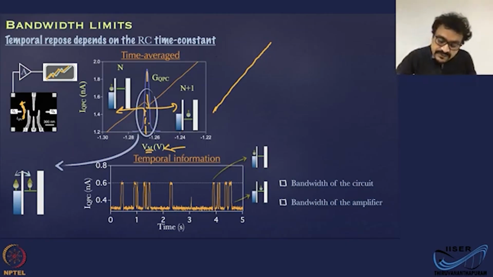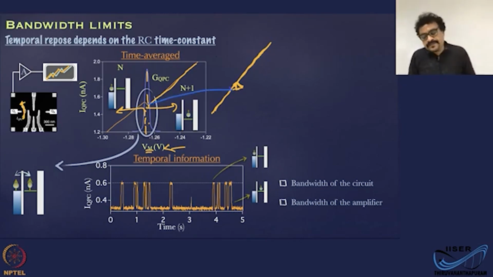So the overall slope, as shown here, is the effect of the direct coupling of the gate to the QPC channel. And this small bump is actually a reduction in the current. If you look here, you have a reduction in the current, and that reduction in the current is because of the electron tunneling event. So when the electron is inside, the current is lower. When the electron is outside, the current is higher.